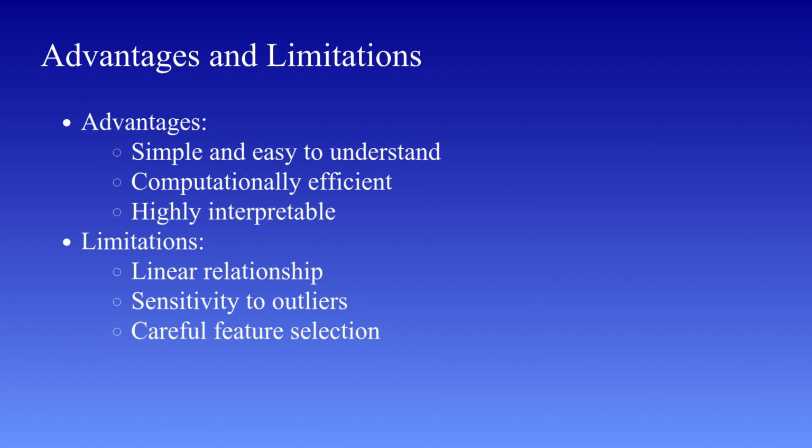Regression models also assume that the independent variables are not highly correlated with each other. If there is multicollinearity, it can make the model unstable and difficult to interpret. It also requires careful feature selection. Including irrelevant variables can reduce model performance and lead to overfitting. Finally, regression models can suffer from overfitting or underfitting if not properly tuned, which affects their ability to generalize to new data.